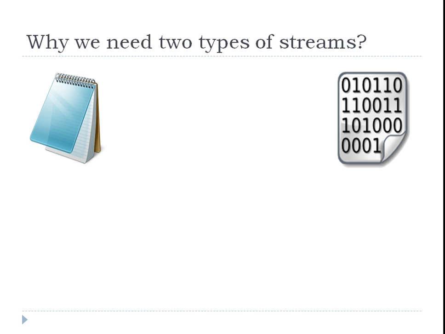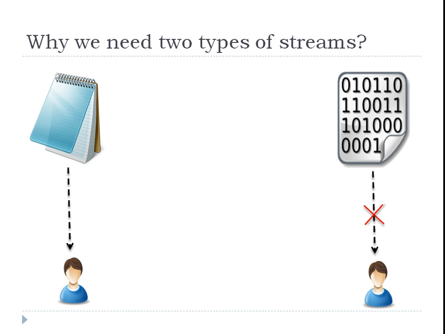So the reason is, character based files are human readable. Humans can read these types of files, but humans cannot read binary files. The next difference is size. Character based files take too much size. That's why we go for binary files.